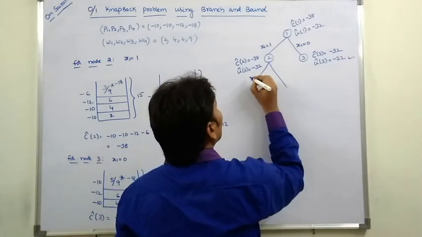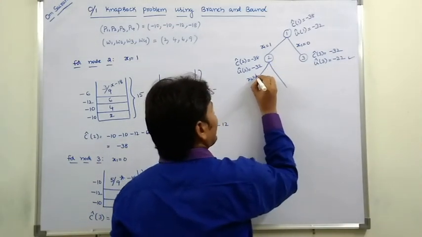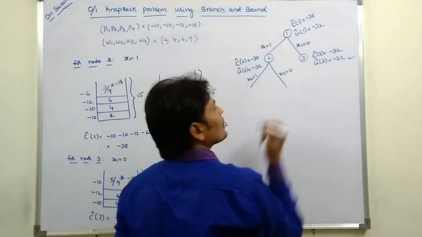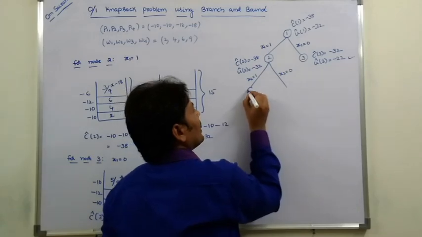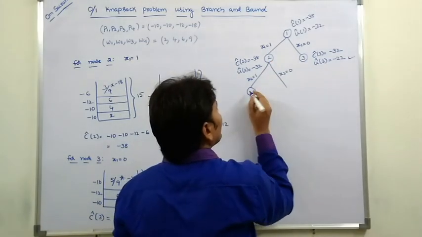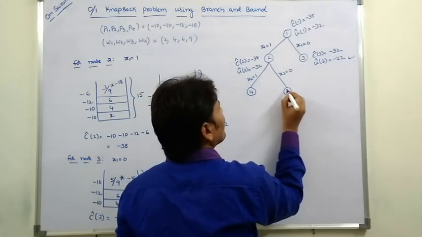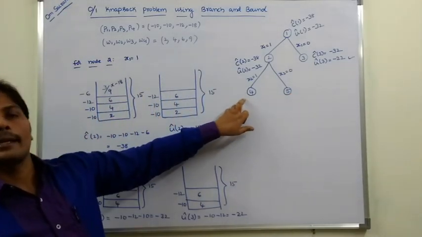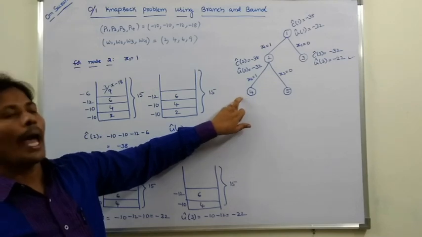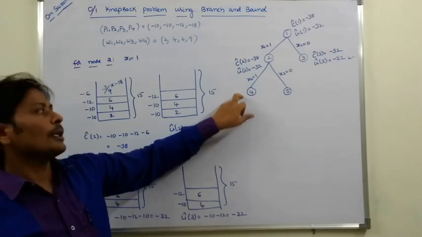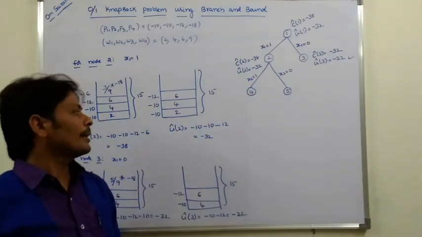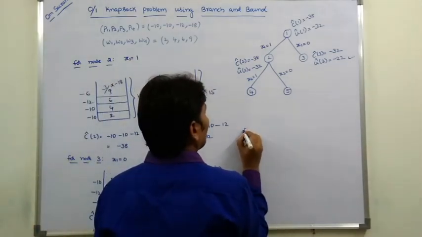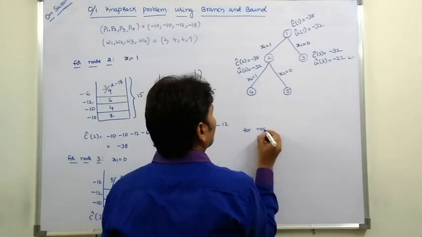For node 2, here we have to consider x2 is equal to 1 and x2 is equal to 0. Okay. So here the node numbers are 2, 3, next 4, next 5. Now we have to calculate U cap and C cap for node 4, and U cap and C cap for node 5. So next, for node 4.